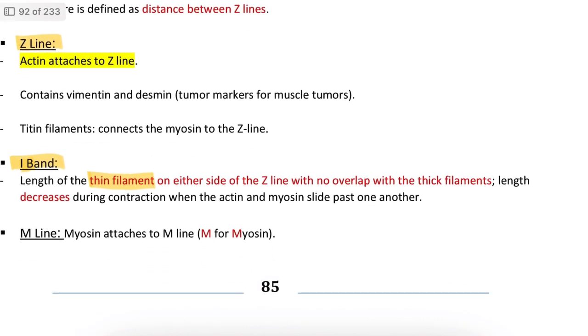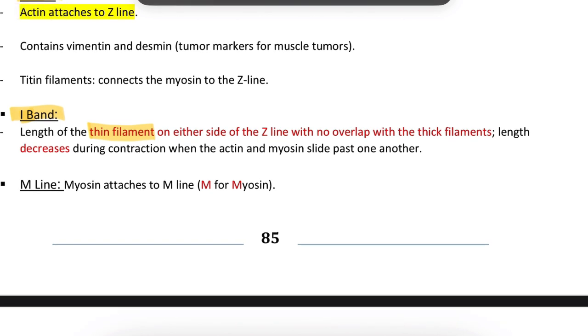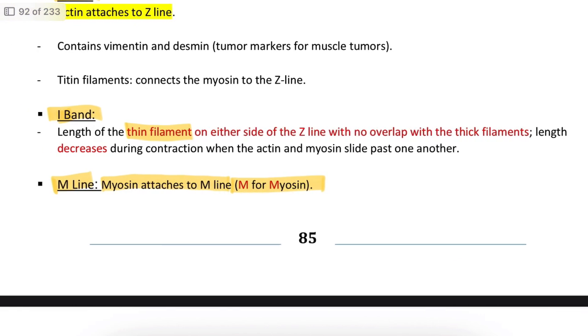Next we are going to discuss the M line. The M line means myosin attaches to the M line, M for myosin, simple.